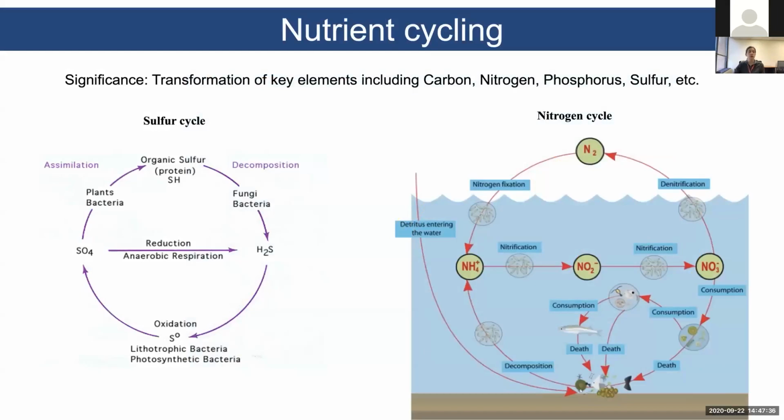These microbes are also quite important for transformations of key elements, including carbon, nitrogen, phosphorus, and sulfur. In short, if we don't have microbes, we don't have recycling of nutrients in the world at all. So take nitrogen cycling as an example. Nitrogen gas is abundant in the air, and it can only be used by other organisms after nitrogen fixation by microbes or human technology. And so in short, without these microorganisms, there's no full cycle of nutrients occurring on the earth.